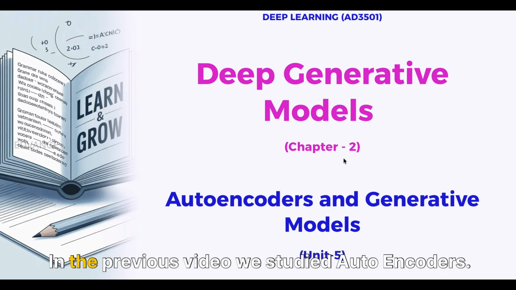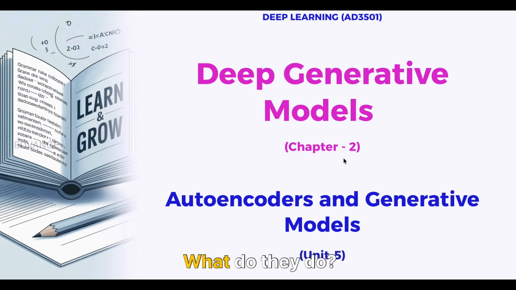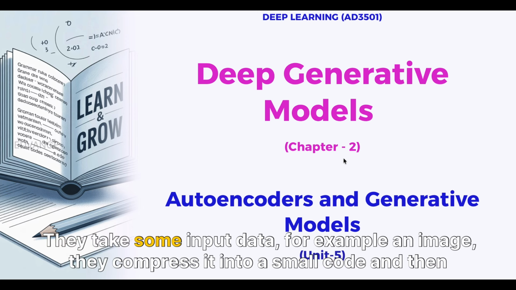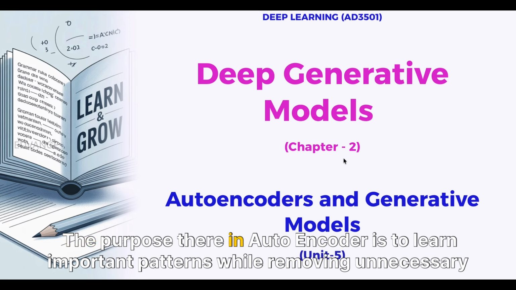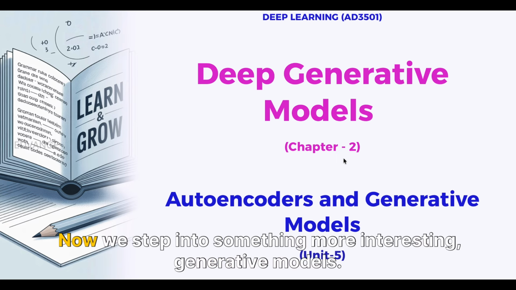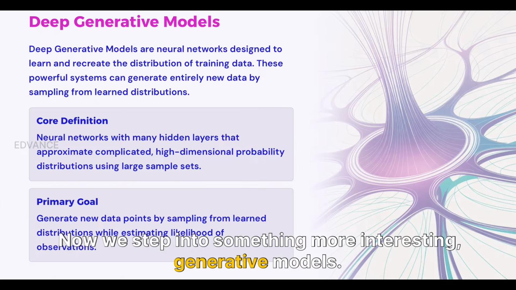In the previous video, we studied autoencoders. What do they do? They take some input data, for example an image, they compress it into a small code and then they rebuild it back. The purpose in an autoencoder is to learn important patterns while removing unnecessary details. Now we step into something more interesting, generative models.